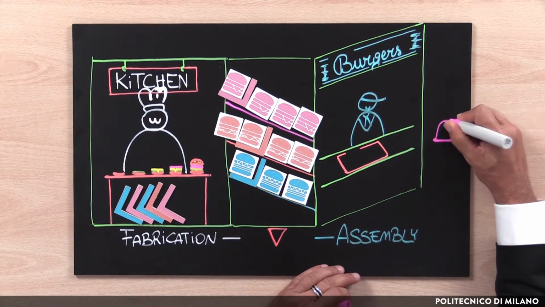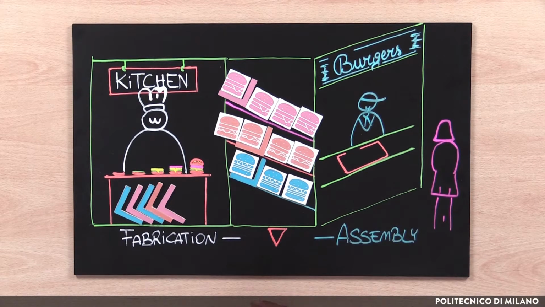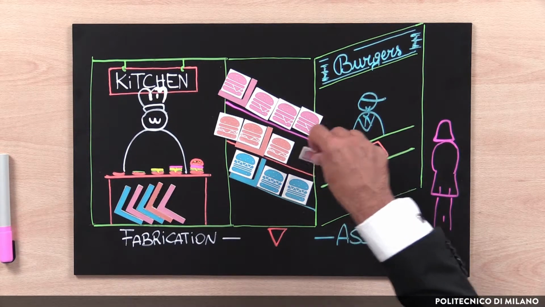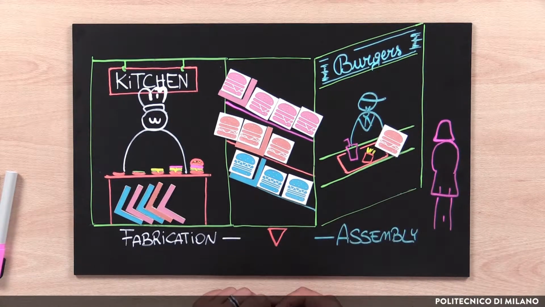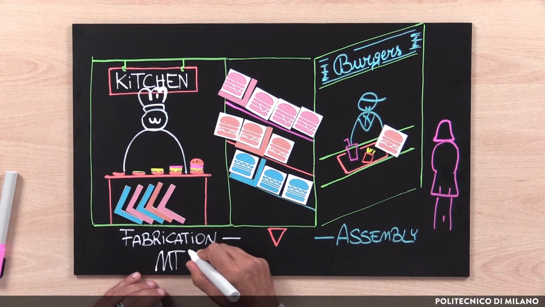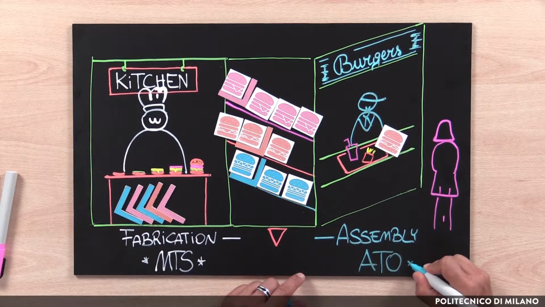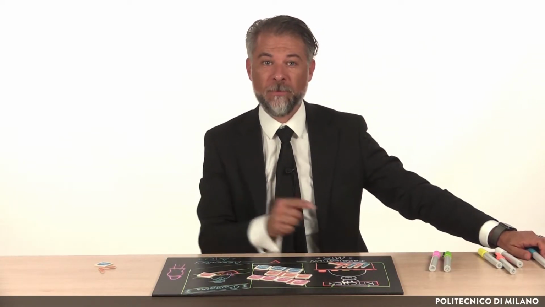When a customer enters the fast food restaurant and orders a meal, the server assembles the final product using the right components, typically a hamburger, a drink, some fries. All the components should be readily available to keep the customer waiting for as little as possible. We could then classify the approach to demand fulfillment as follows. Parts are made to stock in the kitchen, and the final product, a meal, is assembled to order at the service station.